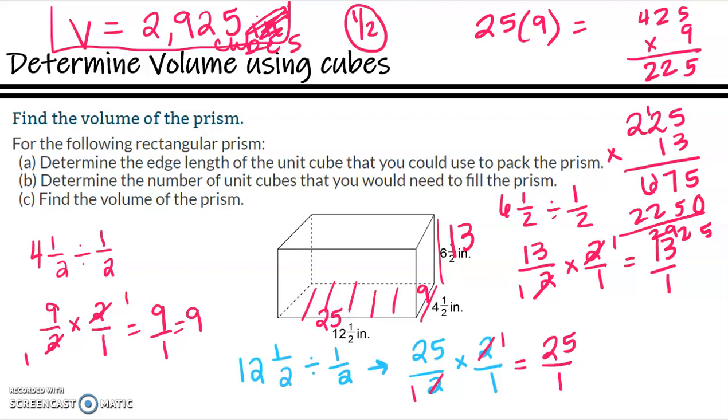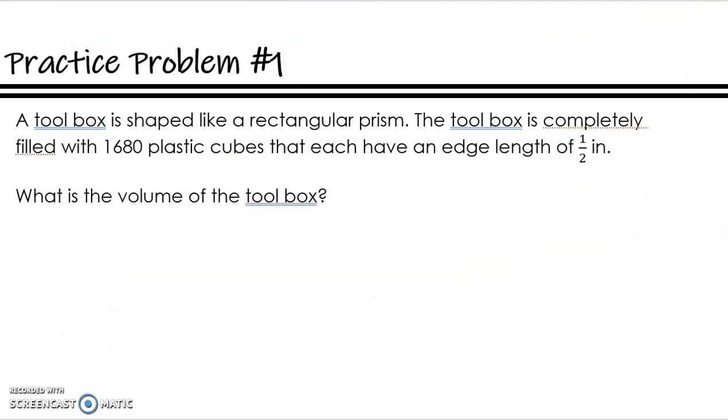Okay, and this time they're telling us this is how many cubes, and each has an edge length of 1/2 inch. We're going to find the volume of the toolbox. Okay, so we're going to take our number of cubes and we're going to multiply it by the volume of 1 cube.